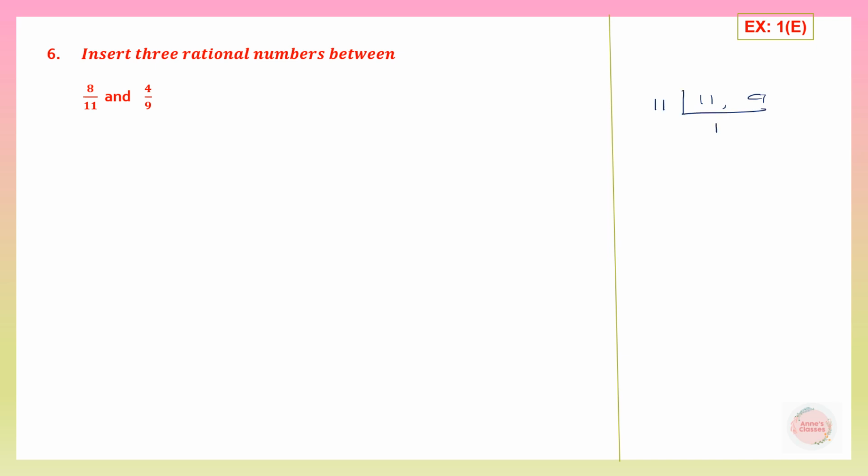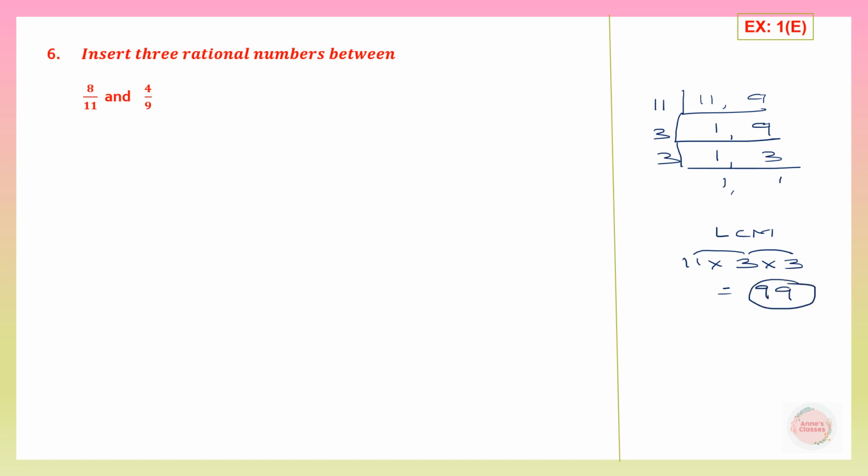It's a prime number. 11 ones are 11 and then 9. Now we can use 3, 1 and 3 threes are 9. Continue. 3, 1 and 3 ones are 3. So what is the LCM here? 11 into 3 into 3. So 3 threes are 9. 9 into 11 is 99. So the LCM is 99. This is going to become the common denominator.